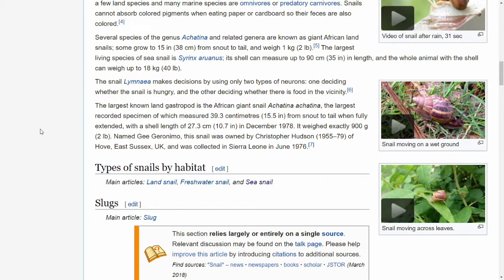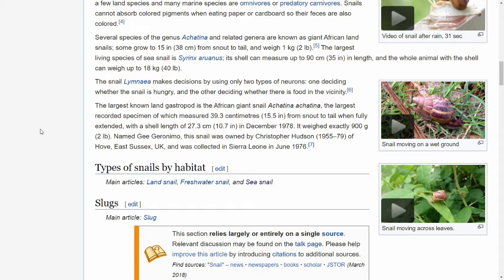The largest known land gastropod is the African giant snail, Achatina. What? Who names it that? It's Achatina. It's just literally the word twice.